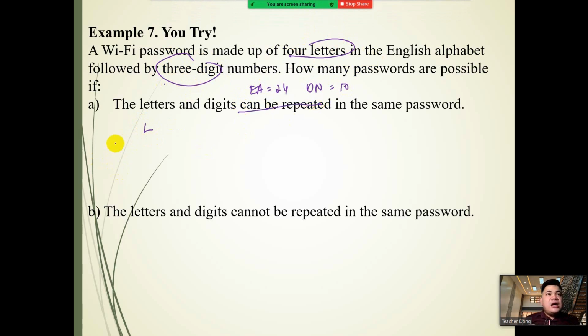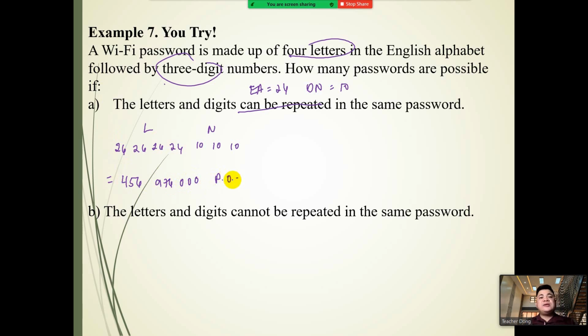We can repeat. Now, for the letters, we will start from 26. Since we can repeat, we have also 26, 26, 26 until the 4th letter. And then for the numbers, we have 10 for the first, 10 for the second, and 10 for the third. Then if we're going to multiply them, you will be getting 456,976,000 possible Wi-Fi passwords or possible outcomes.